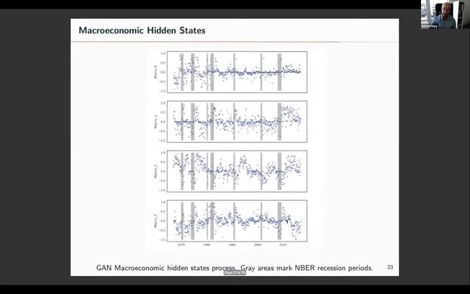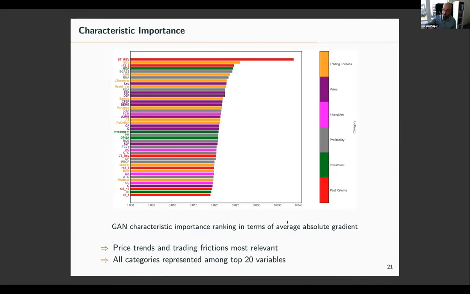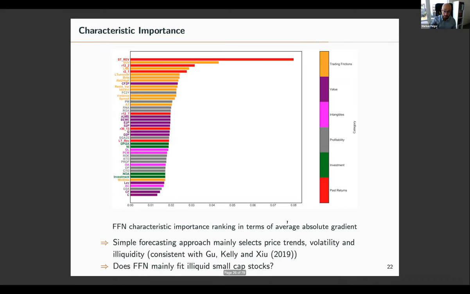And it seems that our model, because of the adversarial feature, does it not.